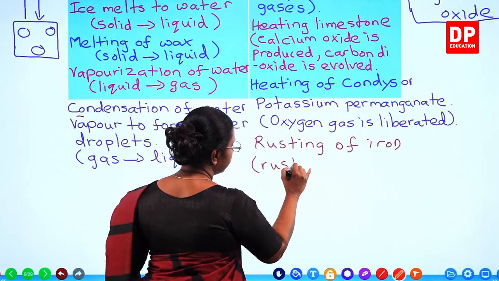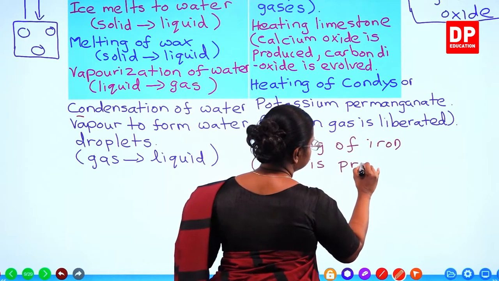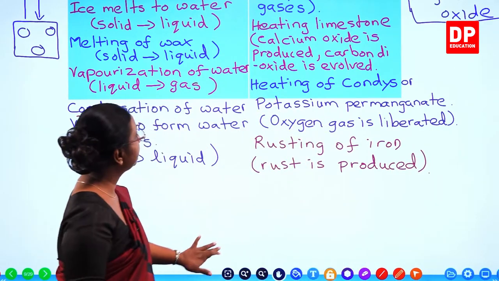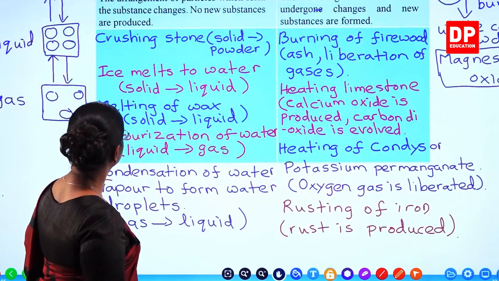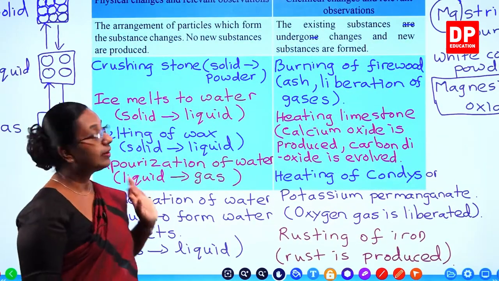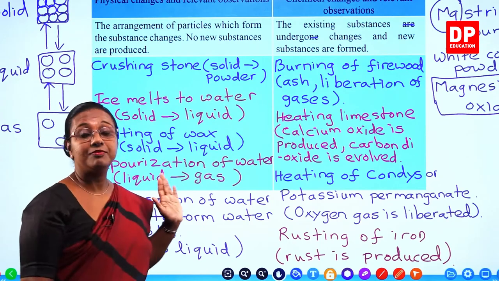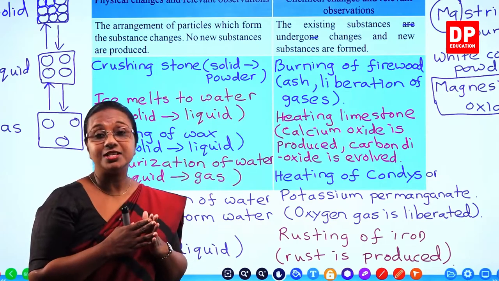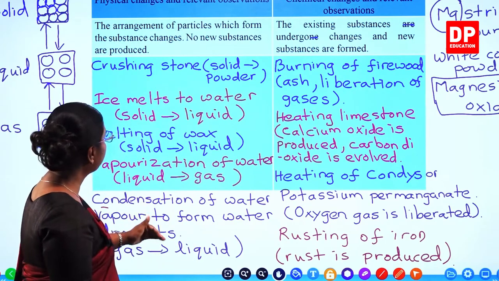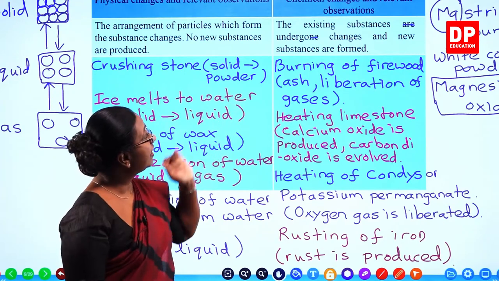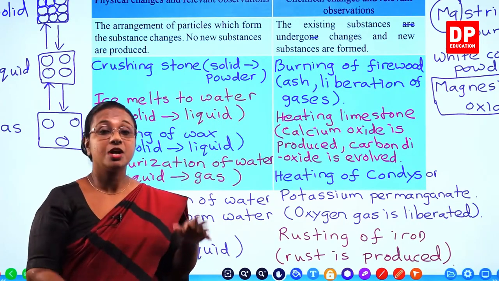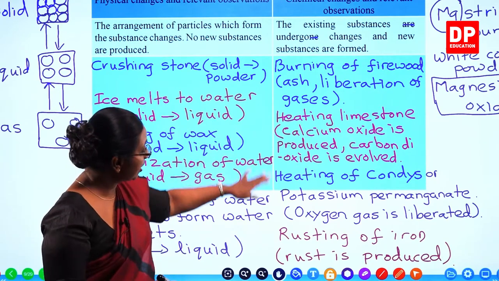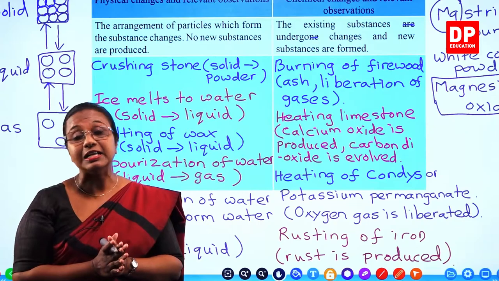There rust is produced. So those are the chemical and physical changes. So if we look at all the changes, you all know in a physical change, the particle arrangement changes when there is a state change taking place. And these are some examples. At the same time, when there is a chemical change taking place, from the existing substances, new substances are formed. So these are all examples for chemical changes.